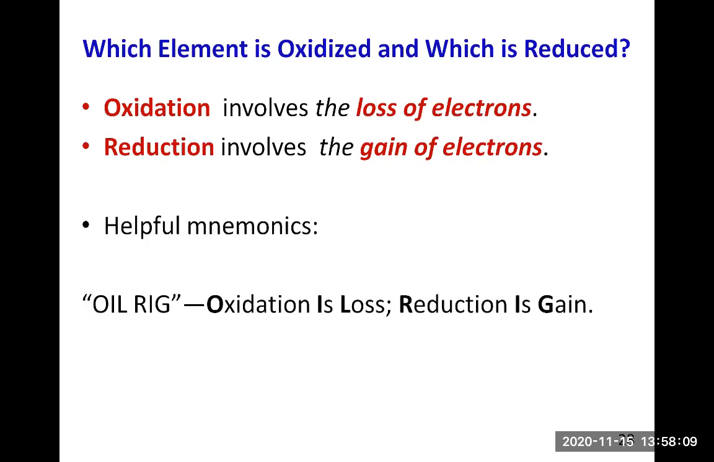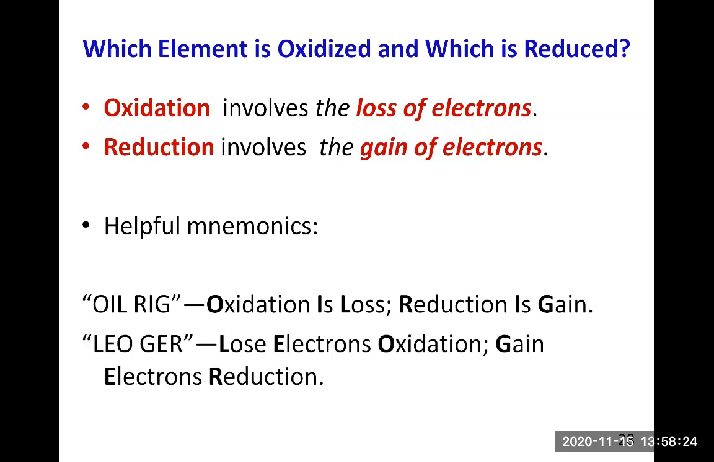To help you remember this, because it is something you need to remember, there are some helpful mnemonics here. OIL RIG: OIL, oxidation is loss, and RIG, reduction is gain. LEO GER: lose electrons oxidation, gain electrons reduction. So try to remember those mnemonics so that you can remember which is which between the oxidation and the reduction.